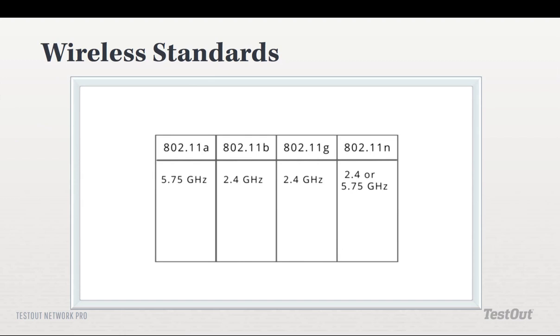And here we have some more wireless standards. So you can see A and N use 5.75 and B and G use 2.4. One of the problems with 2.4 is you can see it can have interference with other wireless devices, such as a cordless phone. Even a microwave oven can do that.